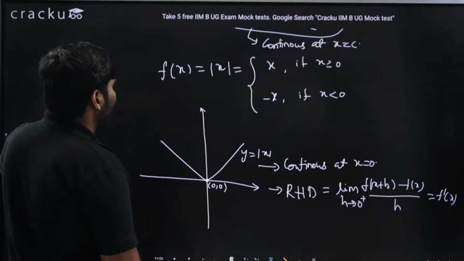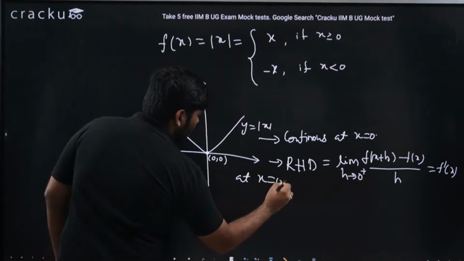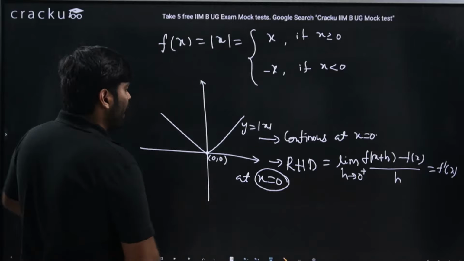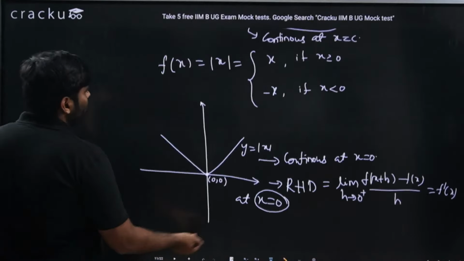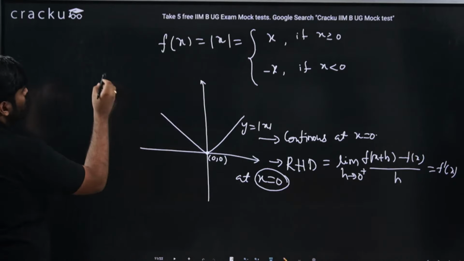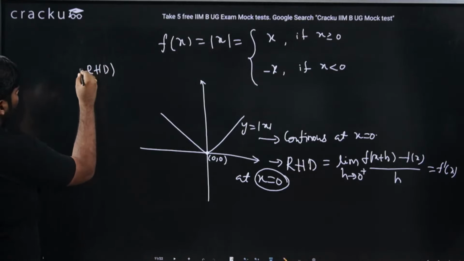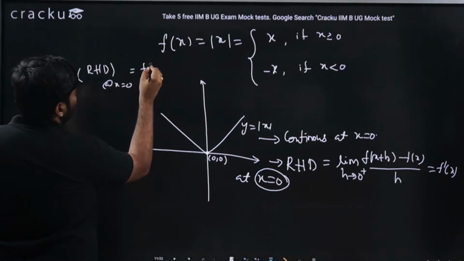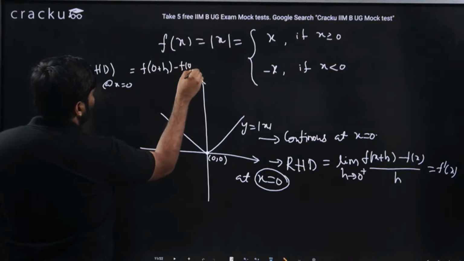So let us do the right hand derivative at 0. Our interest is at x equal to 0, so let us find the right hand derivative and the left hand derivative at x equal to 0, both the derivatives at x equal to 0. I will write here. If I talk about the right hand derivative at x equal to 0, this will be equal to f of 0 plus h minus f of 0 by h.